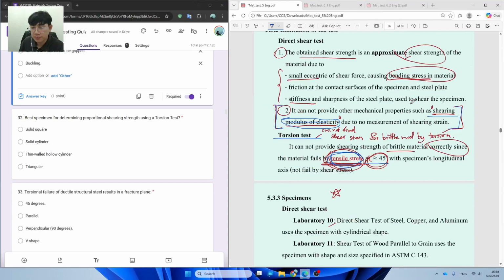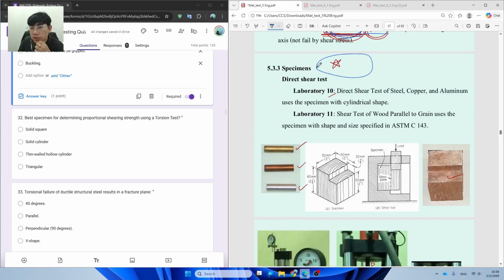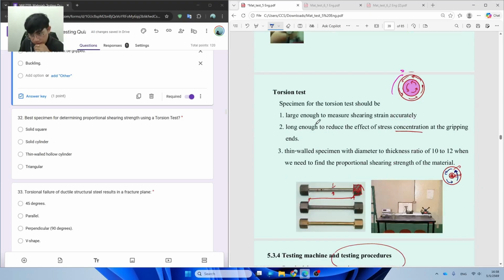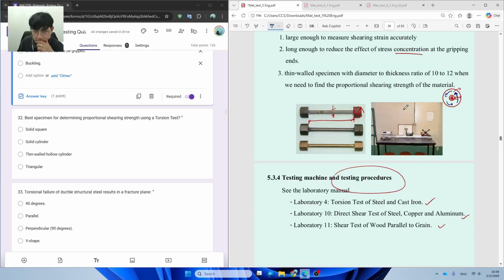ductile material. Okay, this one you need to go back and look at, and this is some material that we tested a lot. Okay, this is what I just explained. Inside is hollow, and then we can measure the torque or the torsional force directly.